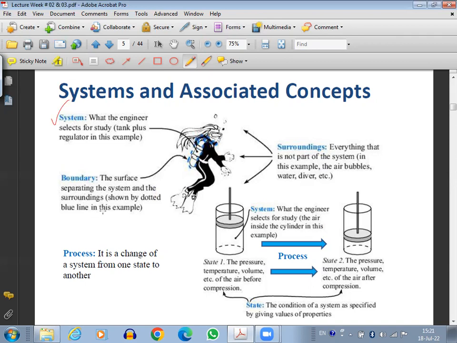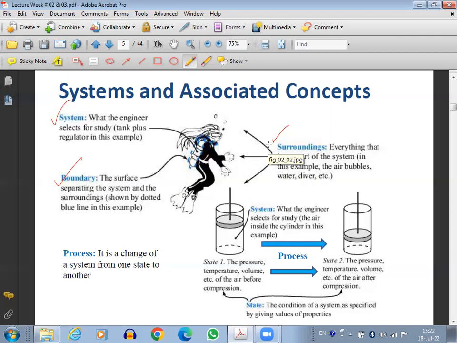Outside the system, everything else is considered as surrounding. And the thing which is actually differentiating the system and the surrounding is the boundary. So on one side of the boundary, you'll have the system, and on the other side of the boundary, you will have the surrounding. This is nothing new. This is exactly the same which we studied in the course of thermodynamics.